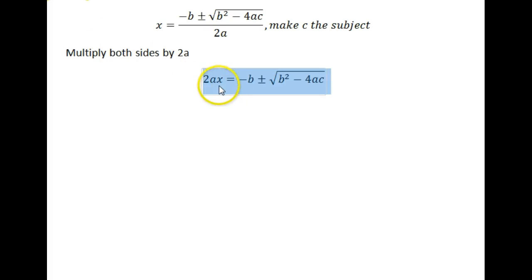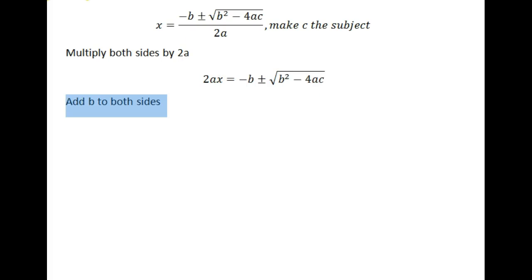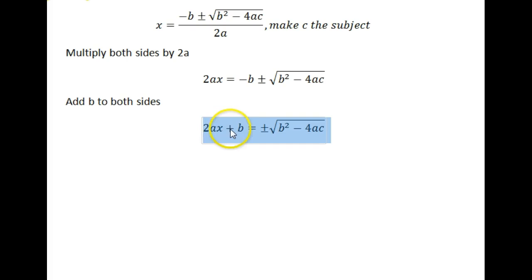We end up with 2ax equals minus b plus or minus the square root part. Again, we haven't got this square root part by itself, but we have a minus b sitting here next to it. Now the minus b is just there, so we just add b to both sides and that will disappear on this side. So we end up with 2ax plus b equals plus or minus the square root part.